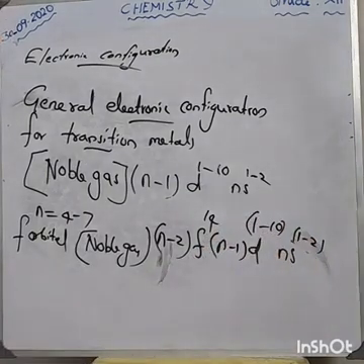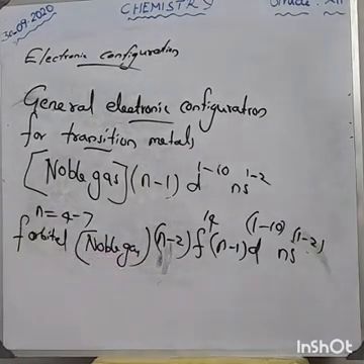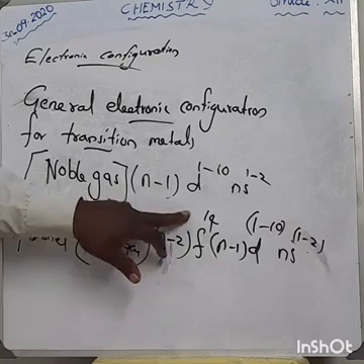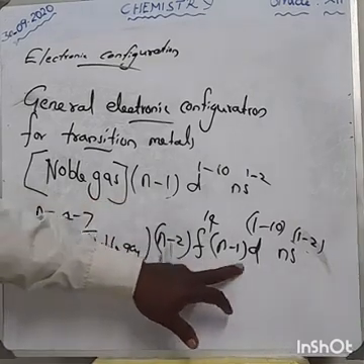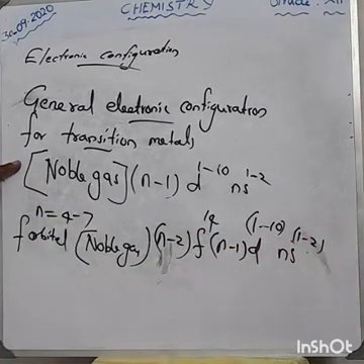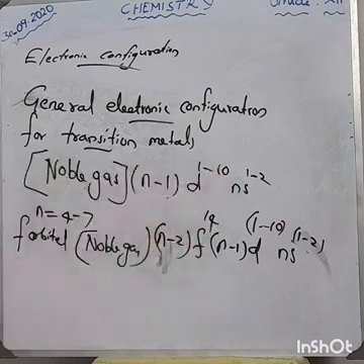This is the f orbital, that is, the f block element. For the f block element, we are using the general electronic configuration: noble gas, (n-2)f 14, (n-1)d 1 to 10, ns 1 to 2. What about the transition metal here? Noble gas, (n-1)d 1 to 10, ns 1 to 2. Okay, this is a one-mark question.